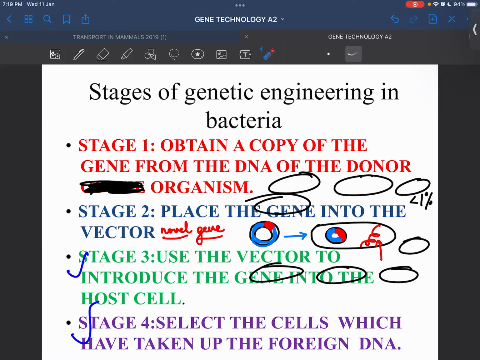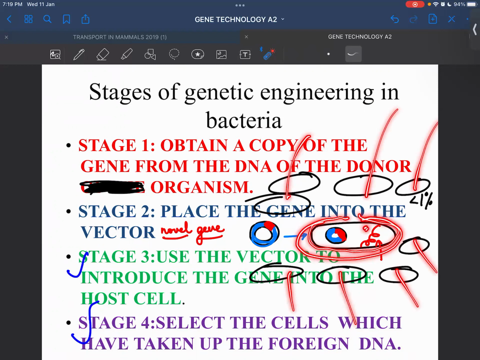So you have to make sure you pick these particular bacteria and get rid of all these other bacterial colonies, so that you take only this one and put it in the fermenter and grow it. It will make insulin. Then you have to separate the insulin crystals.